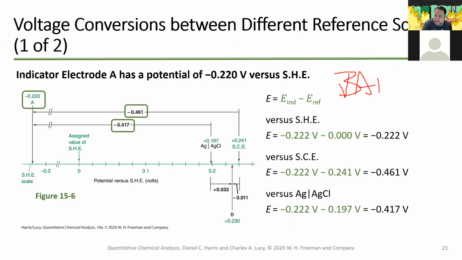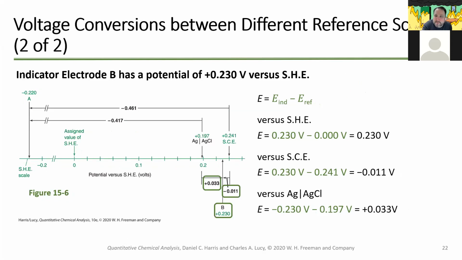So be able to do this. What is my measured voltage for a given reaction with this as my reference electrode rather than an SHE? And all it's doing is offsetting your SHE standard potential.